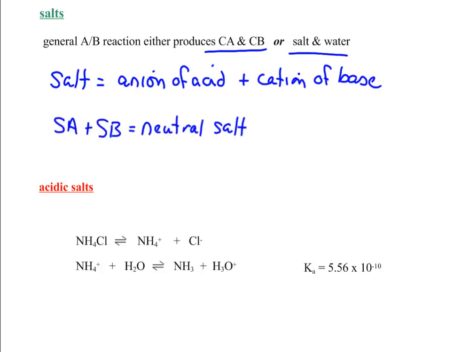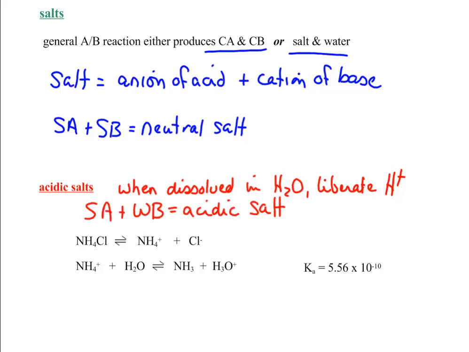I can also have acidic salts or basic salts. We'll start by looking at acidic salts. Acidic salts, when they're dissolved in water, produce hydrogen ions. Acidic salts tend to be the anion of a strong acid and the cation of a weak base.